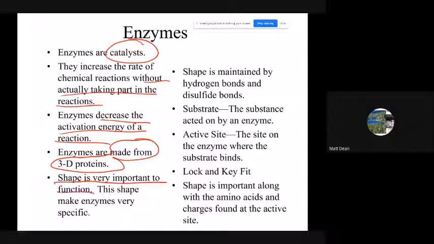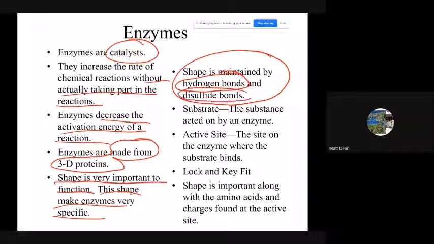Shape is important to function. The shape of an enzyme makes it really, really specific. Each enzyme only catalyzes one very specific reaction. And that means you have thousands of different enzymes in your body. It's really important to maintain the shape of the enzyme because it determines its function. That shape is maintained mostly by hydrogen bonds and also by disulfide bonds between cysteine amino acids that are contained within the protein, or the enzyme.